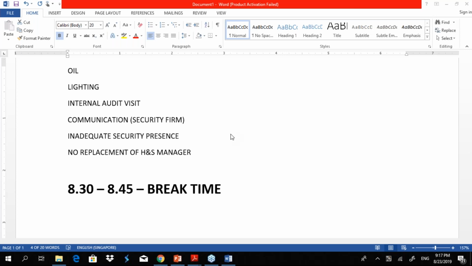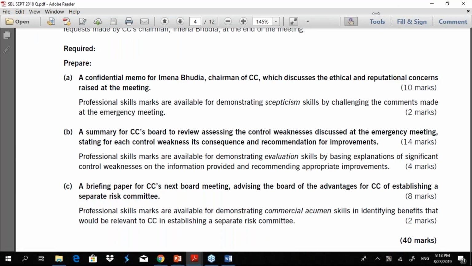Hi everyone, welcome back. Let's look at how to go about question 3B. Let's quickly look at the question again. A summary for CC's board to review, assessing the control weaknesses discussed at the emergency meeting, stating for each control weakness its consequences and recommendation for improvements. So you must say what the consequence is and then the recommendation for improvements.